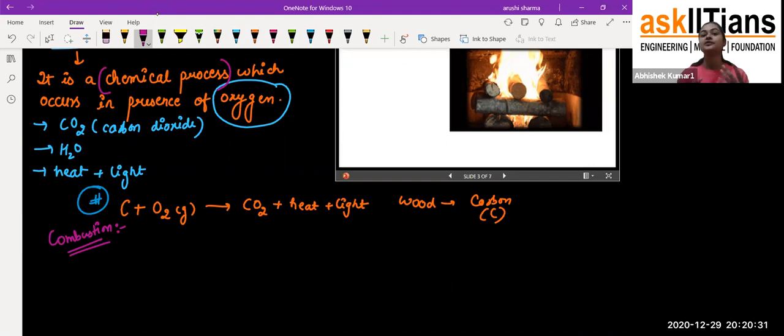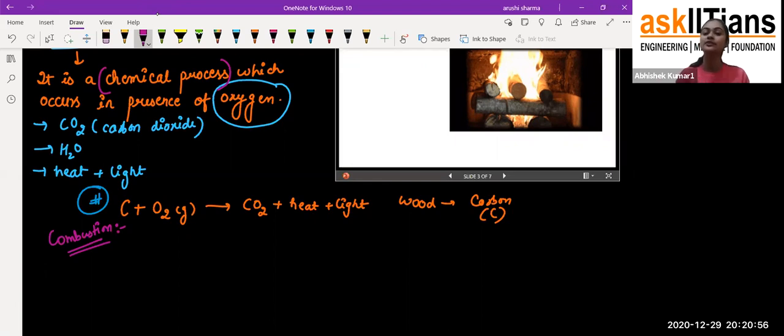Like if I give you one example, whenever our mother cooks food for us, she takes flour, makes dough of it, and then makes chapatis from it. So are you able to convert that chapati again into flour? Exactly, no. So that process is called a chemical process.